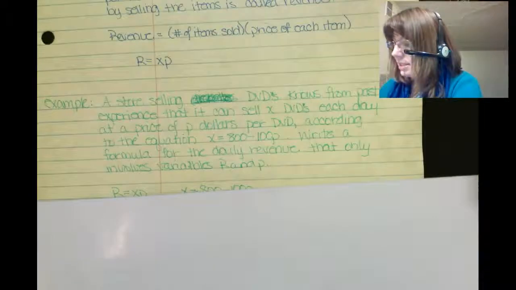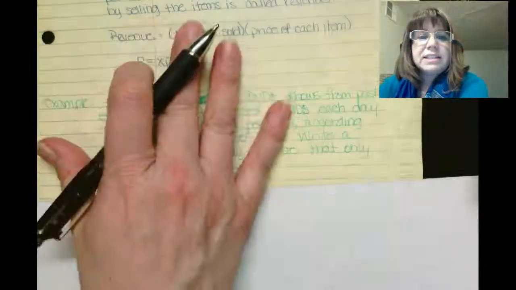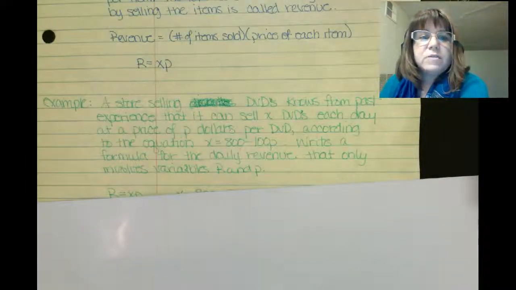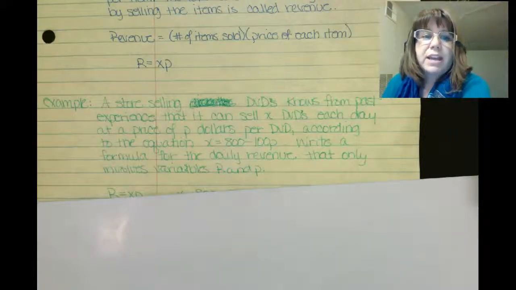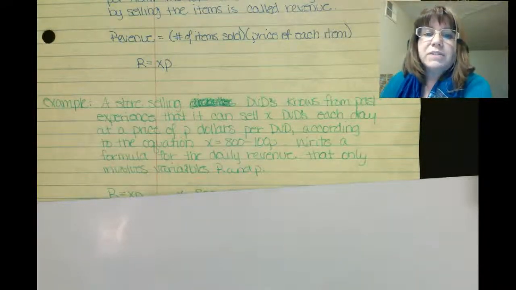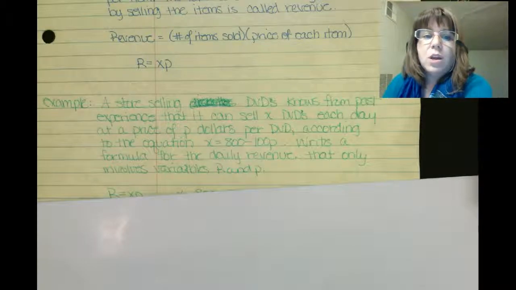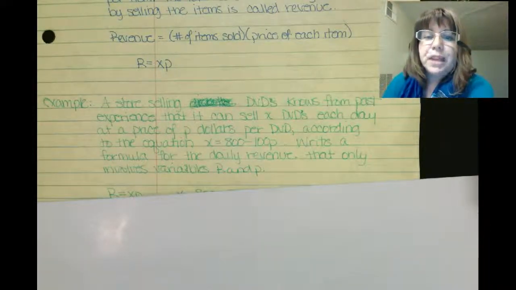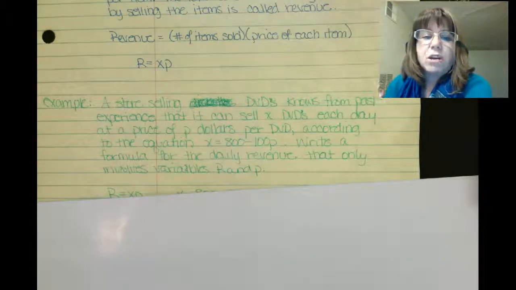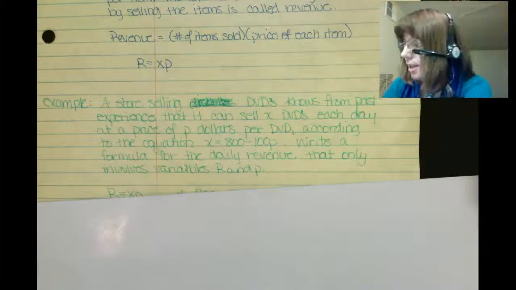So here's a situation. A store is selling some DVDs, and it knows from past experience it can sell x number of DVDs each day at the price of p dollars per DVD. According to their equation, x equals 800 minus 100p, we're going to write a formula for the daily revenue that only involves R's and p's.